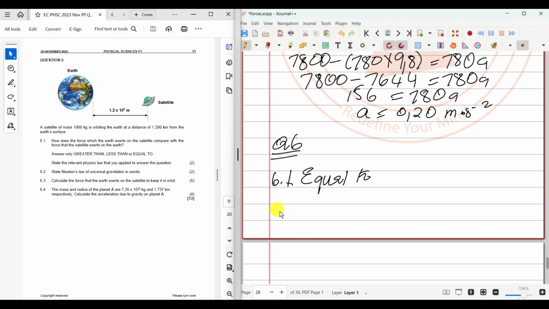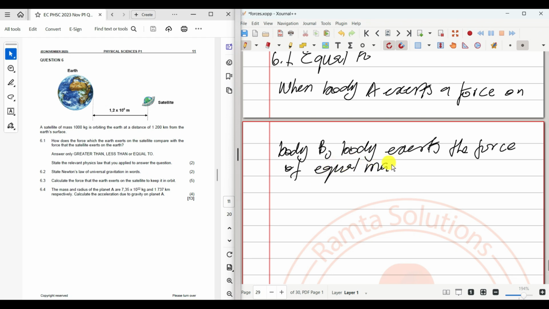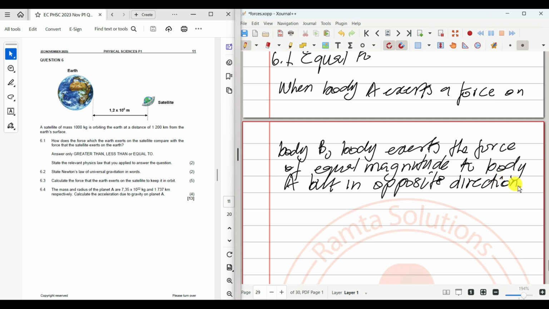So when body A exerts a force on body B, body B exerts a force of equal magnitude on body A, but in the opposite direction. So this is Newton's third law of motion.